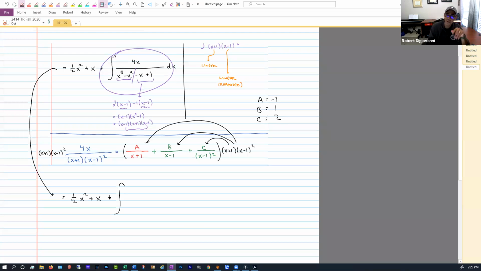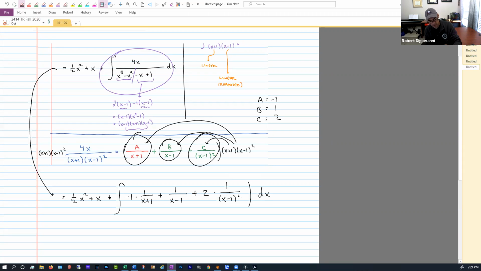By the way, you could still have gotten it with the short method. I just wanted to show you the long method again. So A is -1, and I put -1 out in front of 1 over x plus 1. Then plus B, which is 1, so it's just 1 over x minus 1. And the last one is plus 2 times 1 over x minus 1 squared, all of that dx.